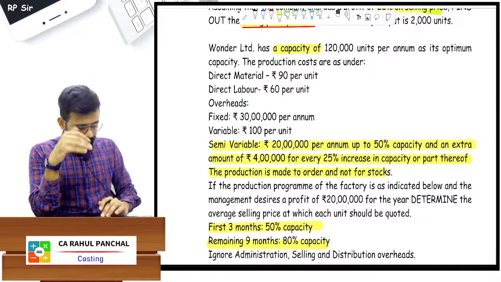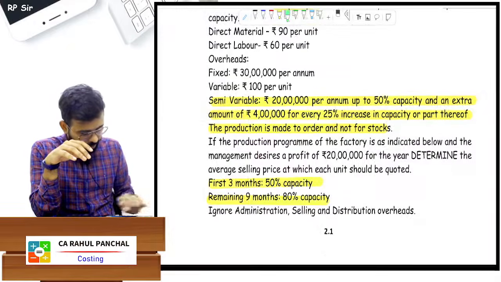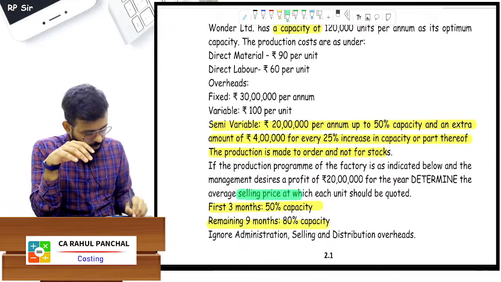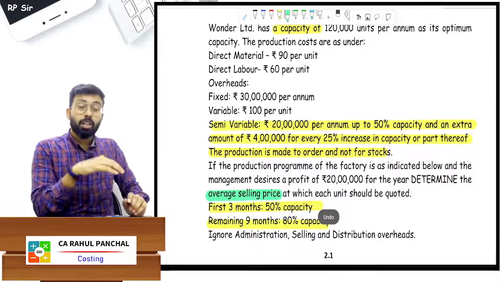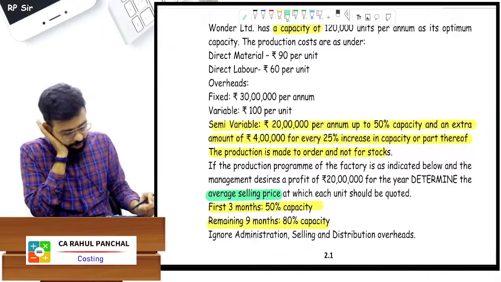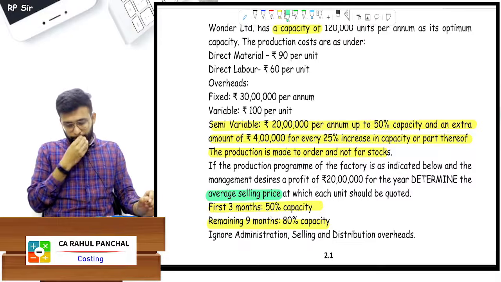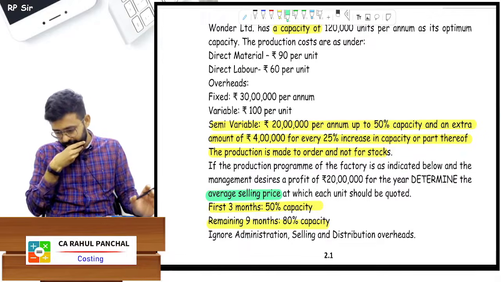Now, when we make the cost sheet, what they are asking for is a selling price, average selling price. So first 3 months, next 9 months, just take the average, calculate the average selling price. The price per unit should be quoted. We will calculate the average selling price. Okay, it can be done easily.